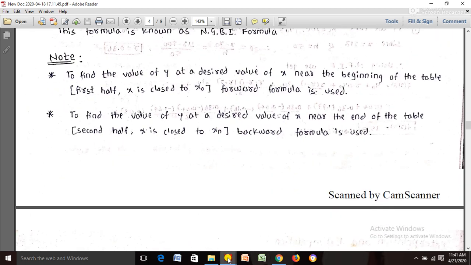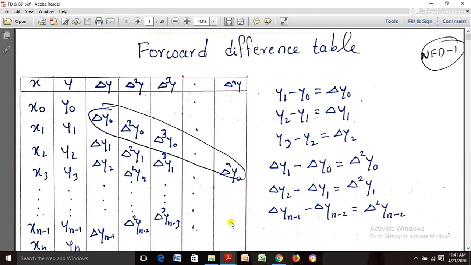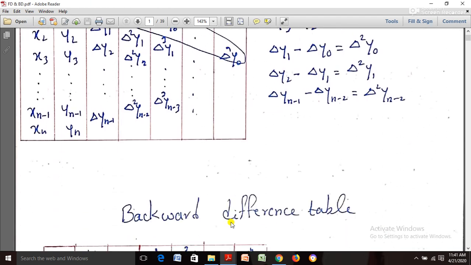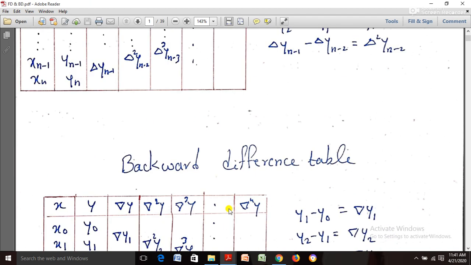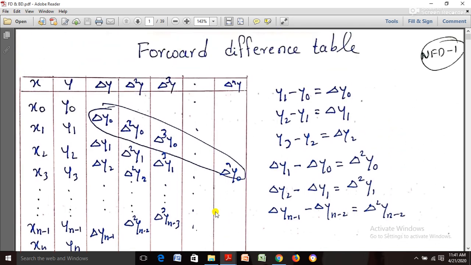Next we have to take examples of this. This is the forward difference table, and this is the backward difference table. Just take care of what the difference is between forward and backward. These are the initial values x0, x1, x2, x3 up to xn minus 1, xn, and these are also given values y0, y1, y2, y3, and so on up to yn minus 1, yn. These two columns are given values. Now we have to find these values.